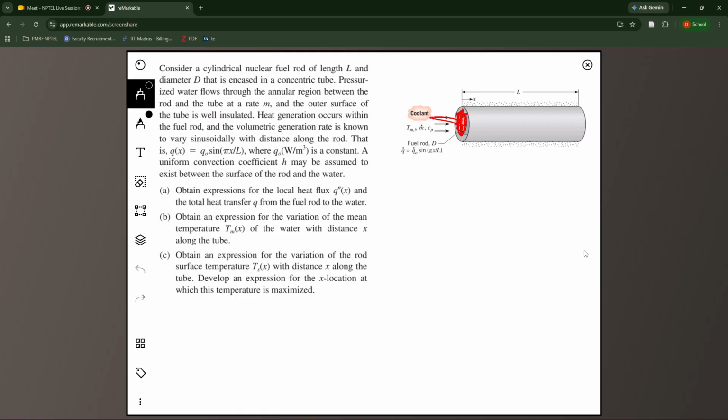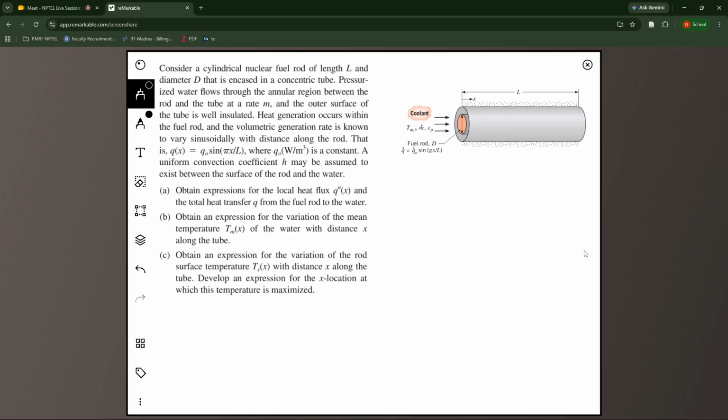So this is some kind of a nuclear fuel rod that is getting heated up. There is an internal heat generation, and that is given by Q naught into sine pi x by L. So here you have 0, here you have 0, and the heat generation is going like this. Because of the heat generation rate, there will be a temperature gradient on the surface, and then you will also have heat flux variation along it.